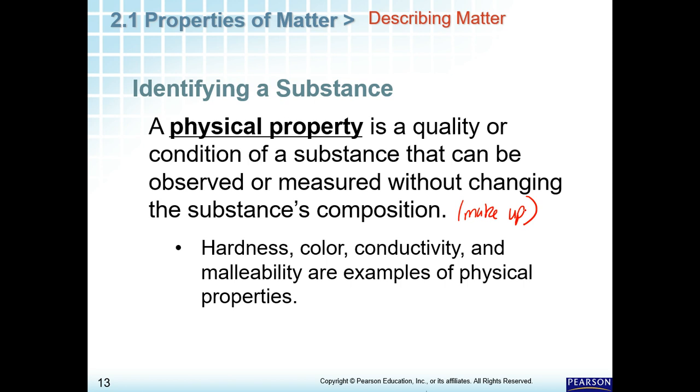Hardness is how easily it can be scratched. You can scratch a desk and it still stays a desk. You can also look at its color and it's still going to be the same thing. You can test whether it conducts electricity or conducts heat and it's still going to be the same thing. Or you can check its malleability. Malleability is its ability to bend. Can you bend something? If it can, it's going to have good malleability, but it still stays the same thing. If you bend iron, it's still iron.